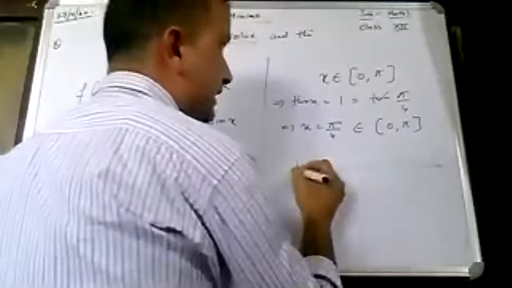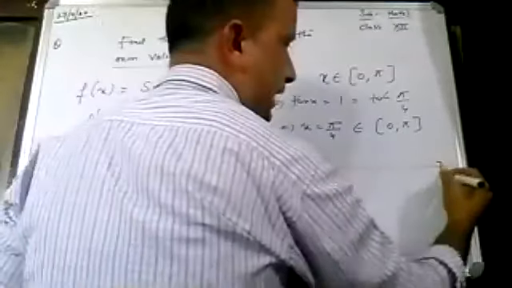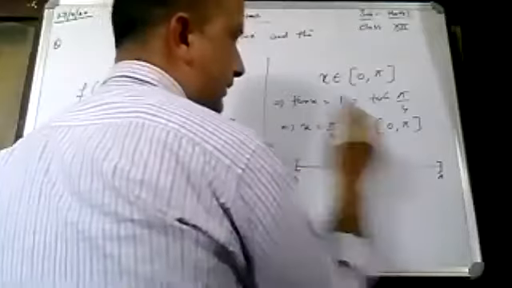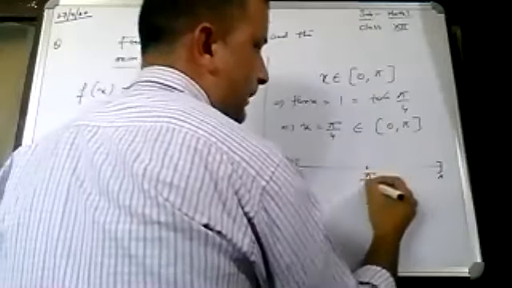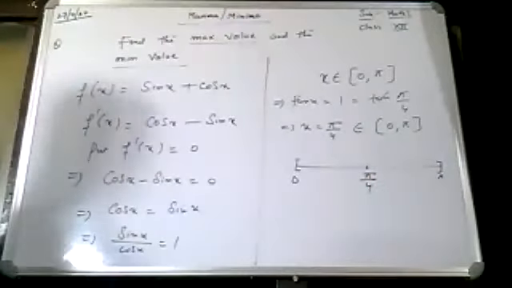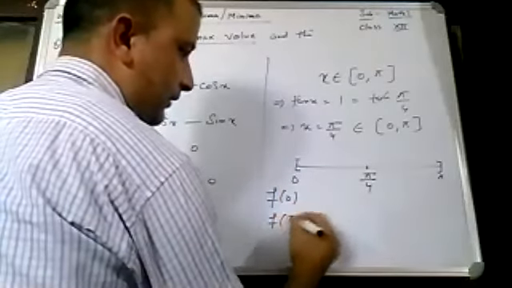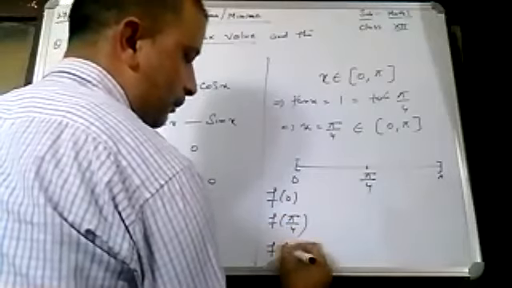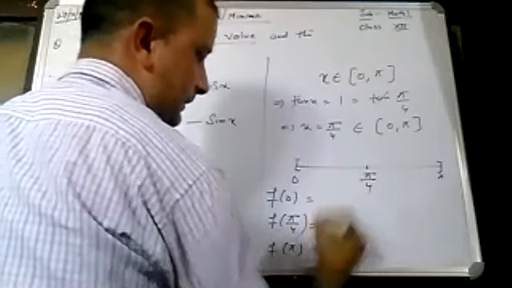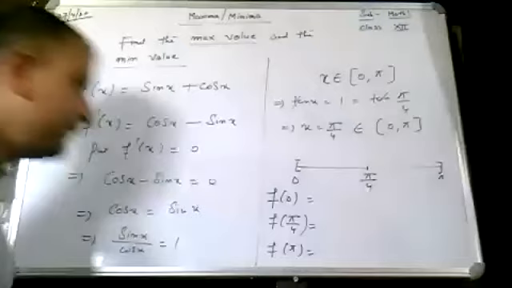So here it is 0, here it is pi. Clear? In between you have found one more point, pi by 4. Clear? Now class, f of 0 find out करना है, then f of pi by 4 find out करना है, then f of pi find out करना है. ठीक है? Clear? कैसे find out करेंगे क्लास?